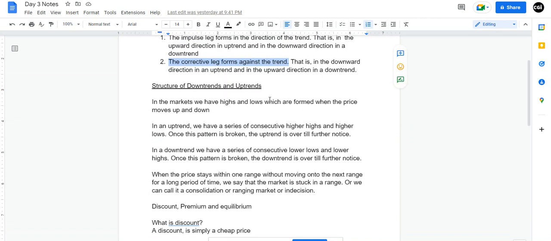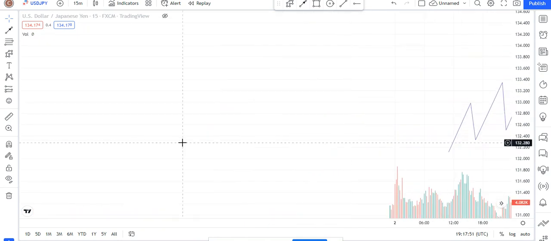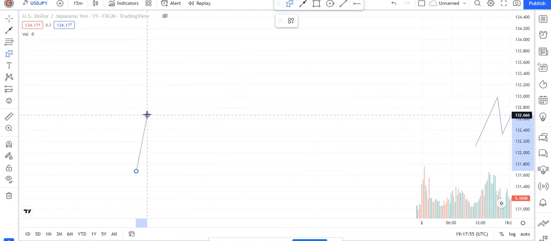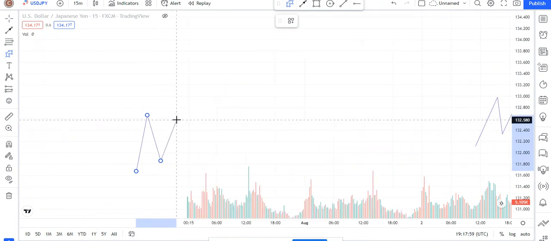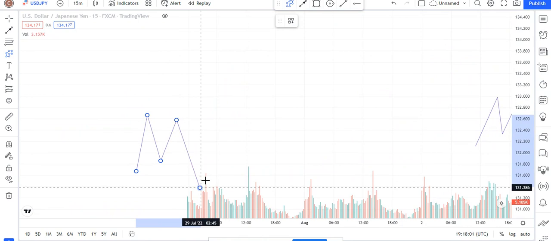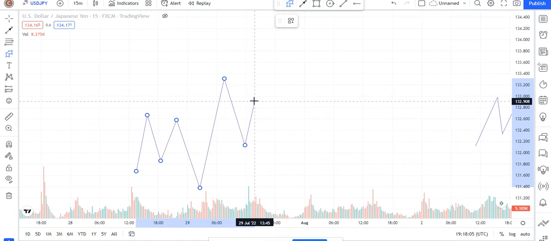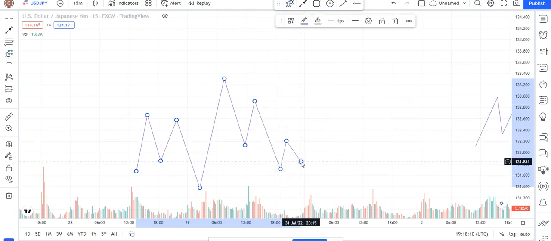In the markets, we have highs and lows which are formed when price moves up and down. So, for example, if price moves up, it forms a high. If it comes down, it forms a low. If it moves up again, it forms a high. If it comes down, it forms a low. If it moves up, that's a high. If it comes down, that's a low. If it moves up, that's a high. Comes down, forms a low, and so on and so forth.